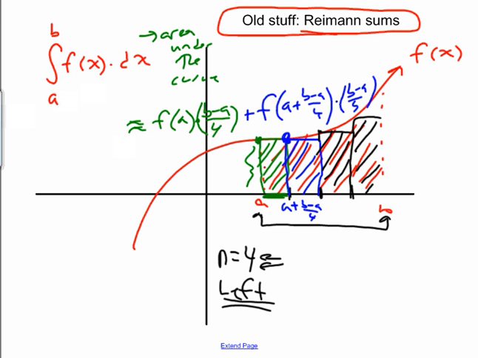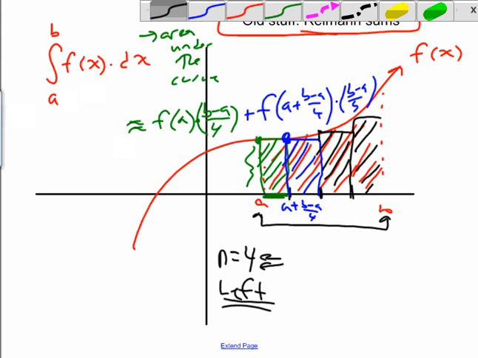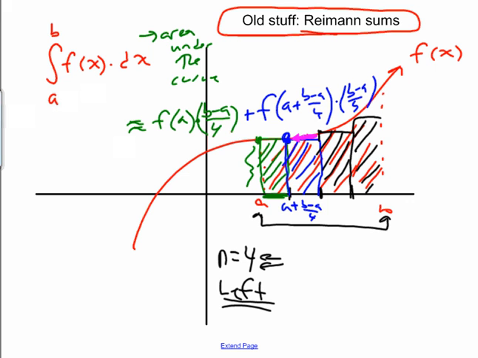And notice, of course, that it's not a perfect science. We have error in this, and we can see that error. We're missing area right there that isn't being added. So it's not a perfect system, but it's a way for us to approximate area.